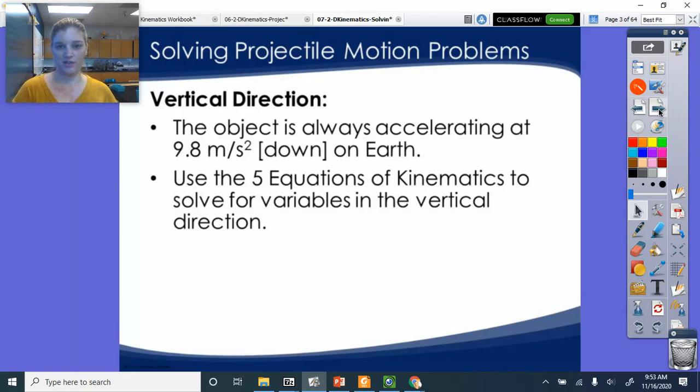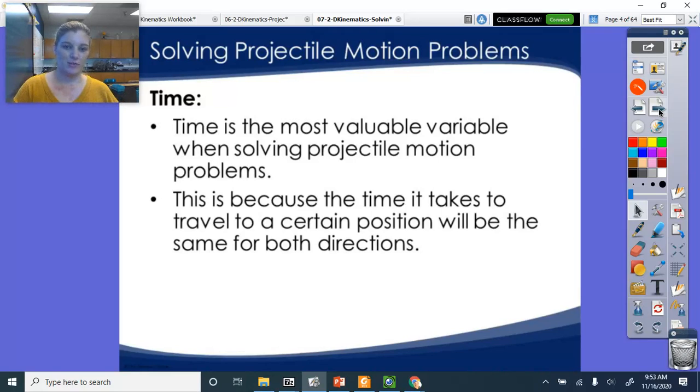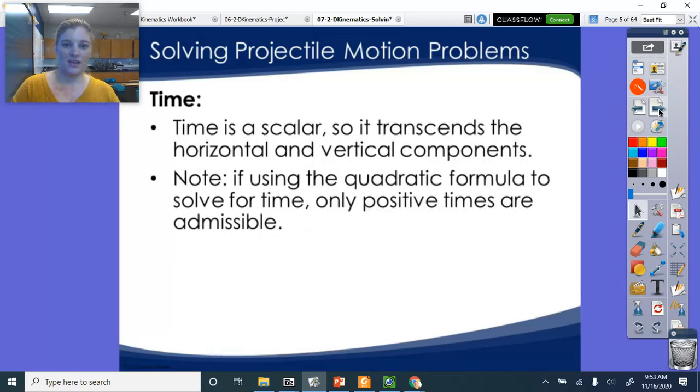So we can use any of the 5 equations of kinematics to solve for those variables in the vertical direction. So time is one of our most valuable variables because it's going to tell us 2 positions when we have one amount of time. We have our x and our y position. All we have to know is one time amount. And it's also scalar, so we don't even have to worry about whether it's horizontal or vertical. It just has a number to it. It doesn't matter what direction it's in. Time is its own little cool thing.